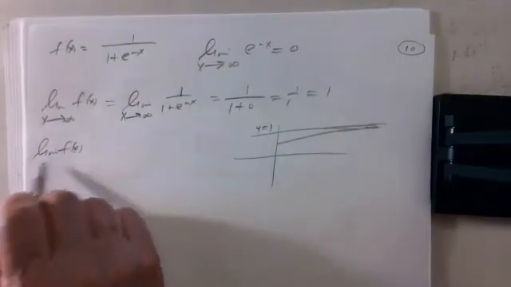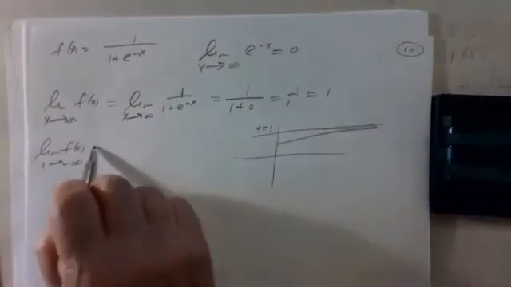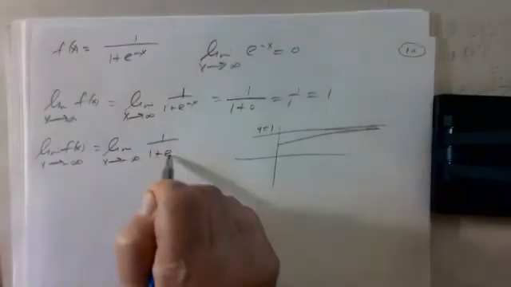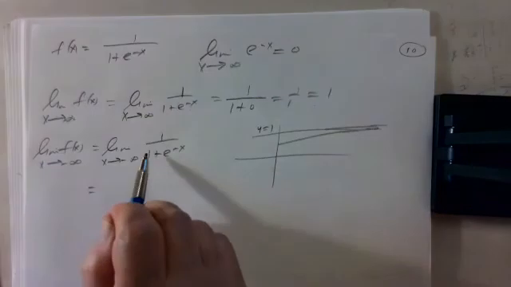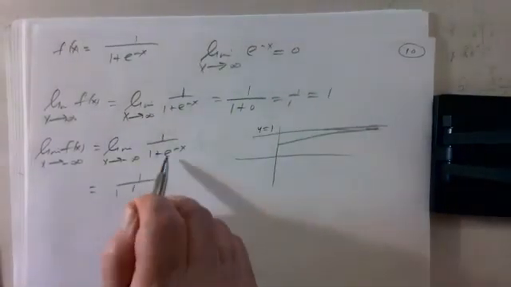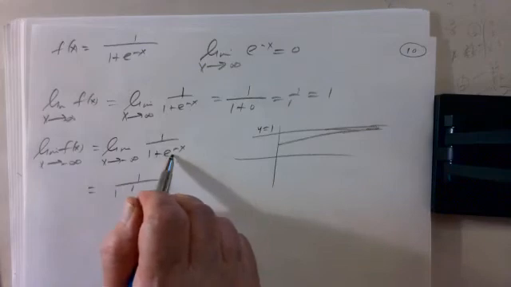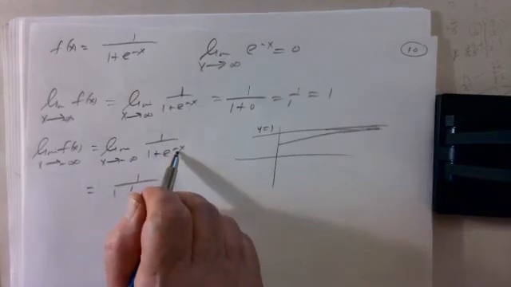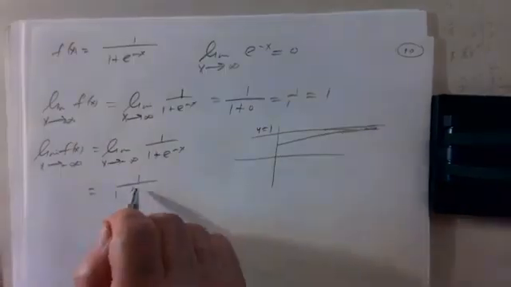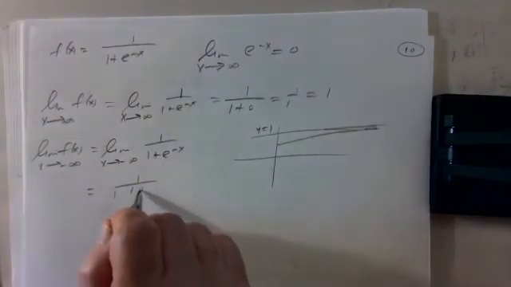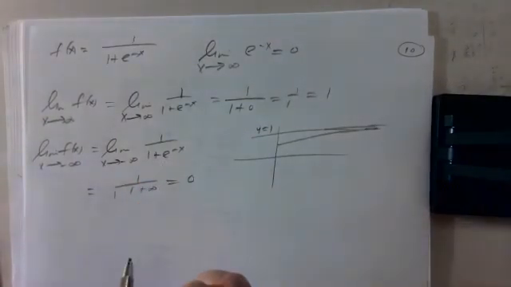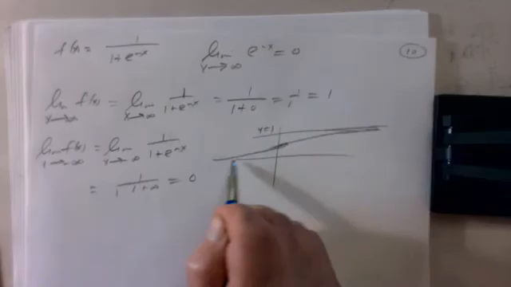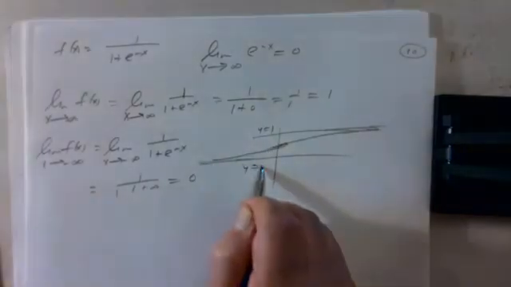What about the limit of this function as x goes to minus infinity? That's the limit as x goes to minus infinity of 1 over 1 plus e to the minus x. The limit of 1 is 1. And for e to the minus x, as x goes to minus infinity, that means minus x is going to plus infinity. e to the minus x is going to infinity. So this limit is 0. This denominator is getting bigger and bigger and bigger. So this is y equals 0.